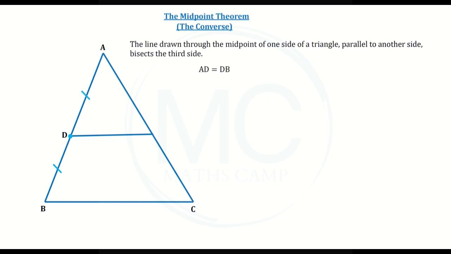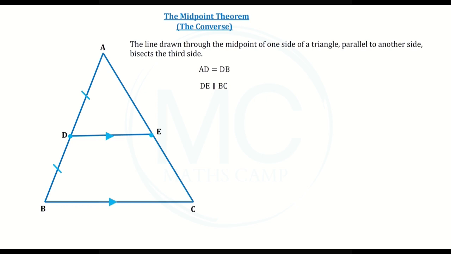Let's call the point where the horizontal line touches AC, point E. Line DE is parallel to side BC. So let's put an arrow on DE and an arrow on BC to show that they are parallel.